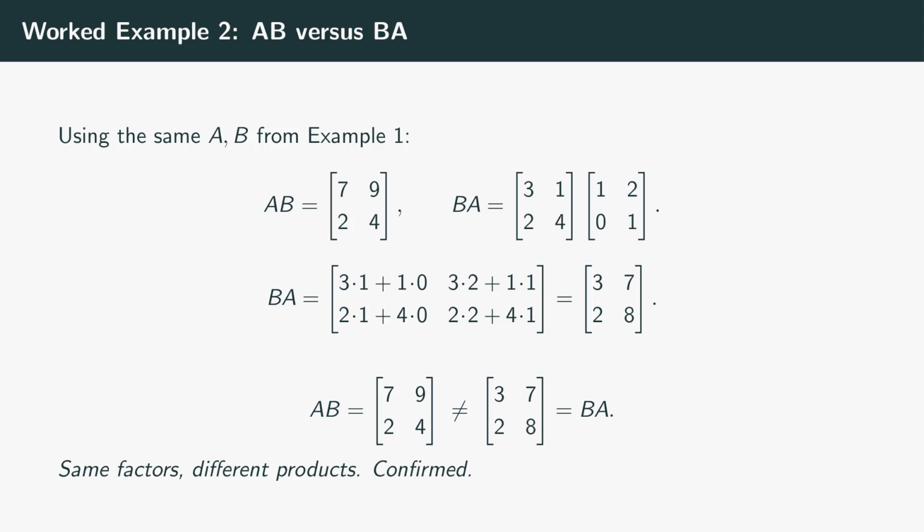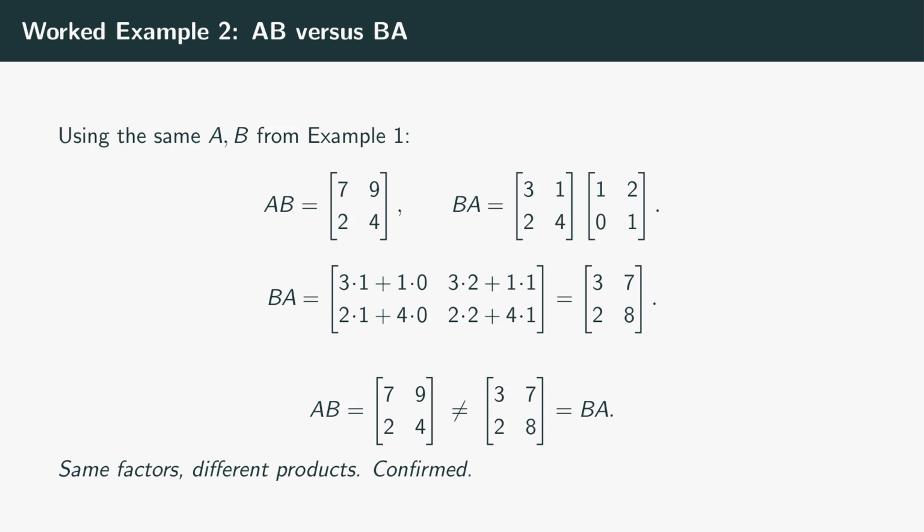Now let's confirm non-commutativity with real numbers, using the same A and B. We already found A times B has first row 7, 9, and second row 2, 4. Let's compute B times A in the other order. Top left, first row of B, 3, 1, dotted with first column of A, 1, 0, that is 3 times 1 plus 1 times 0, which is 3. Top right, 3, 1 dotted with 2, 1, 3 times 2 plus 1 times 1, which is 7. Bottom left, second row of B, 2, 4 dotted with 1, 0, that is 2. Bottom right, 2, 4 dotted with 2, 1, 2 times 2 plus 4 times 1, which is 8. So B times A has first row 3, 7, and second row 2, 8.